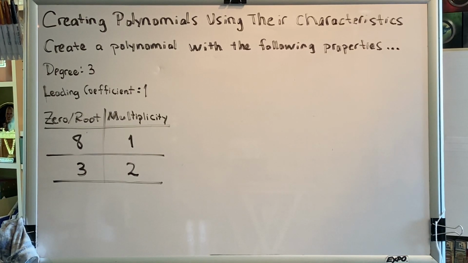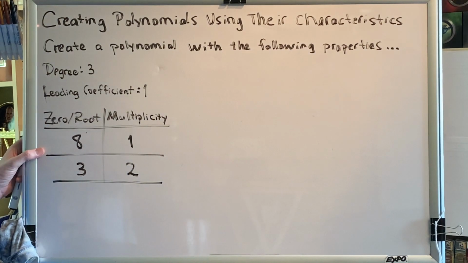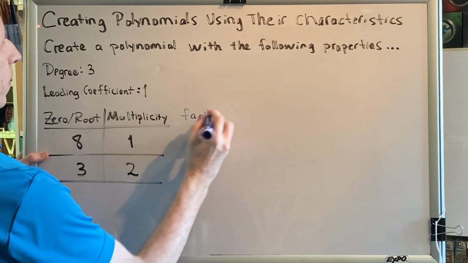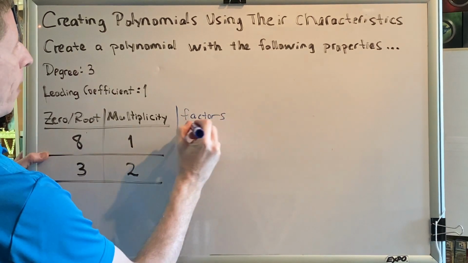The topic of this video is creating polynomials using their characteristics. Let's solve this problem. The first step in solving a problem of this type is to create a column for factors and to recognize that the factors are determined by the roots.